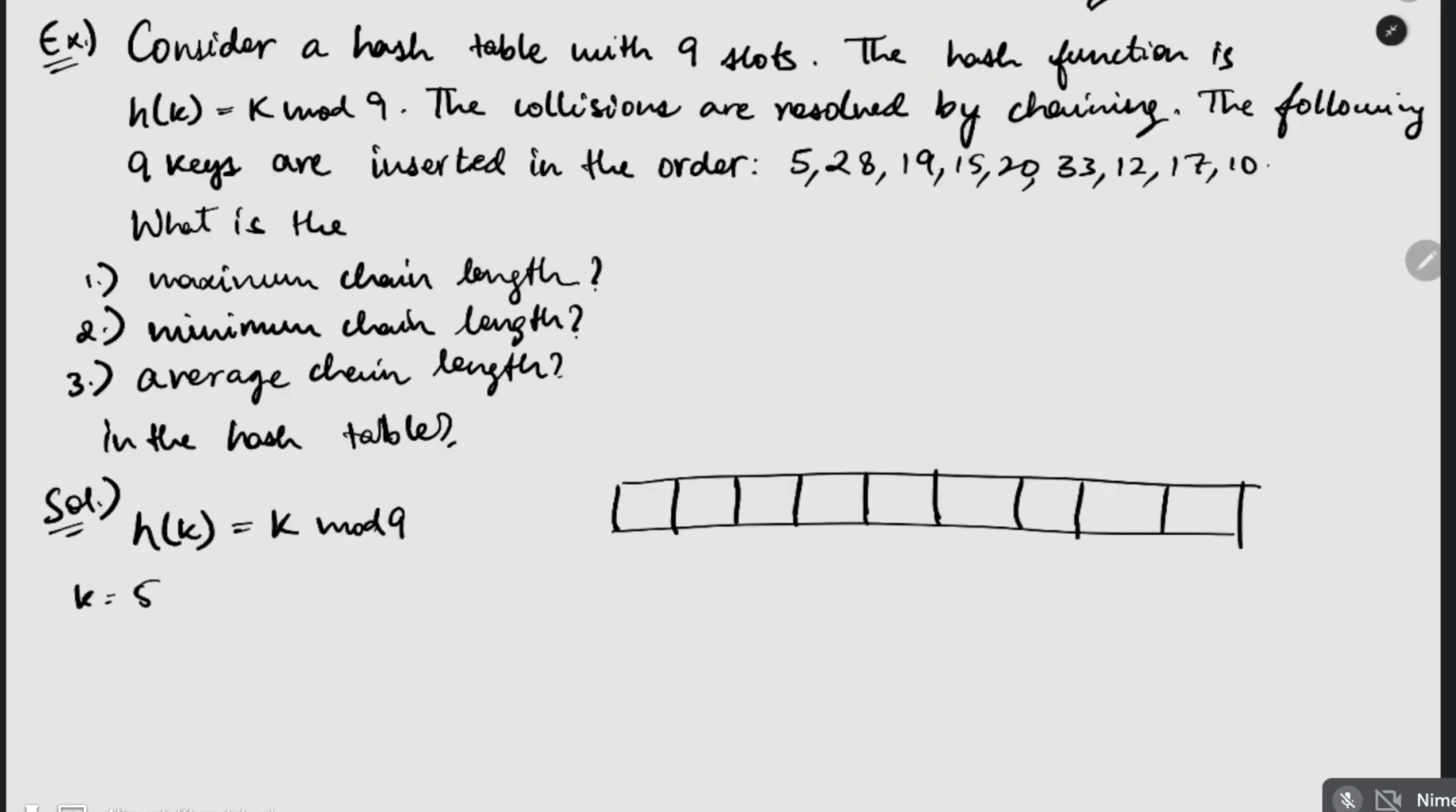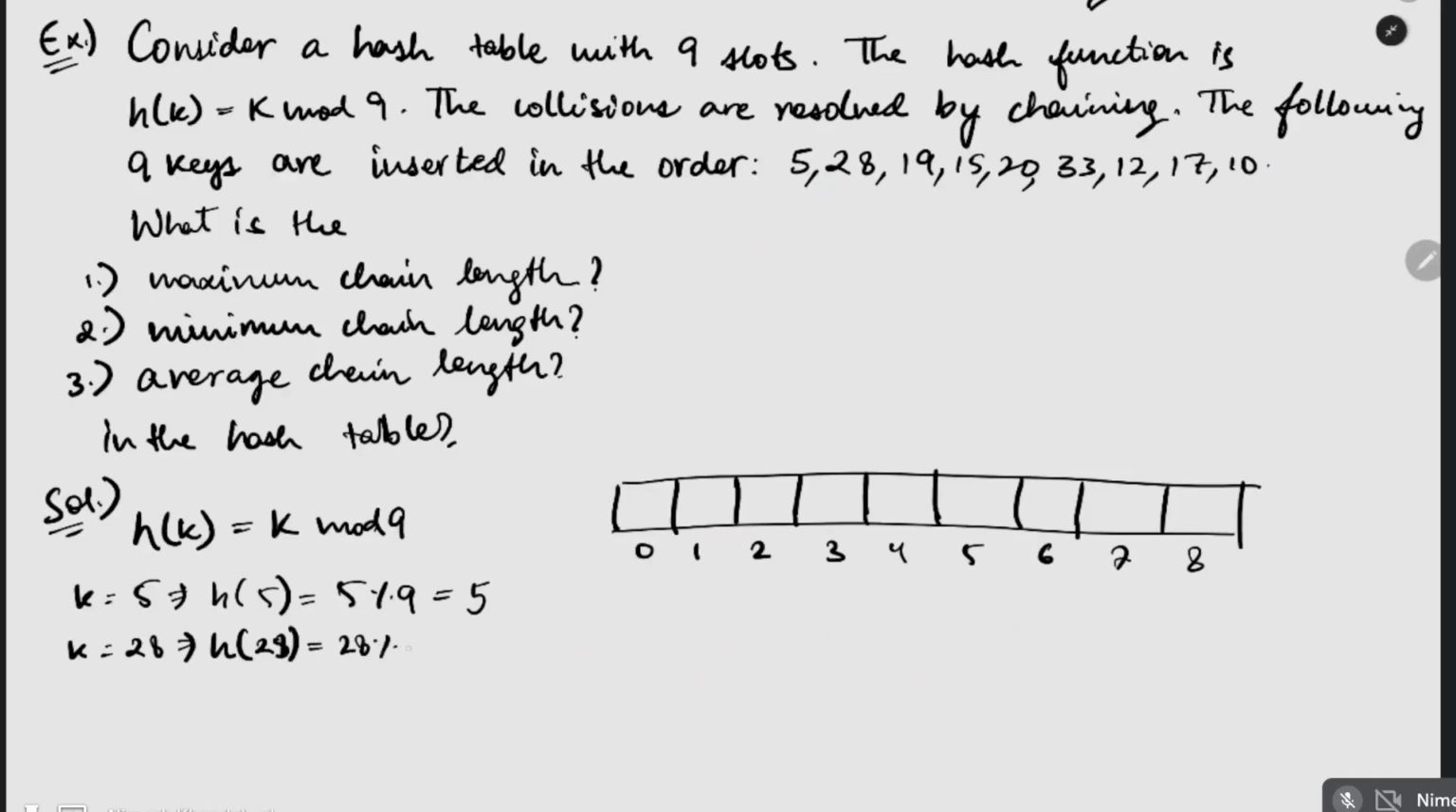So for k equal to 5, the hash is 5 mod 9, that is basically 5. And for k 28, 28 mod 9, that is 1.